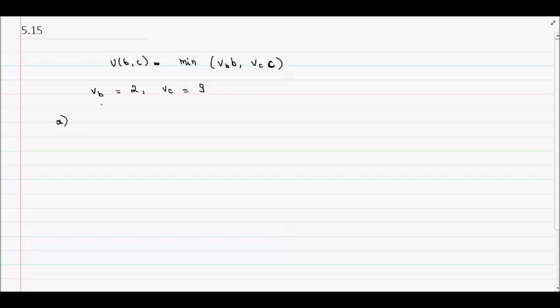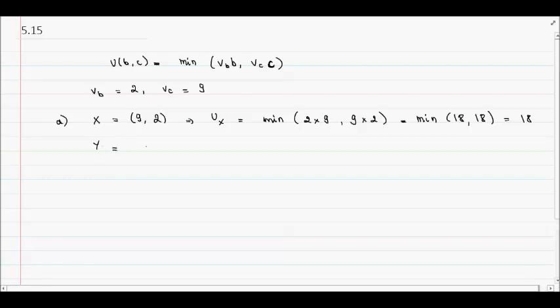Alright, so part A is asking you to calculate the total utility obtained from the bundles X, Y, and Z, where X has 9 units of B and 2 units of C. So the utility of bundle X is just going to be equal to the minimum between vB, which is 2, times B, which is 9 in this case, and vC, which is 9, times the amount of C, which is 2. So the minimum of 18 and 18 is 18.